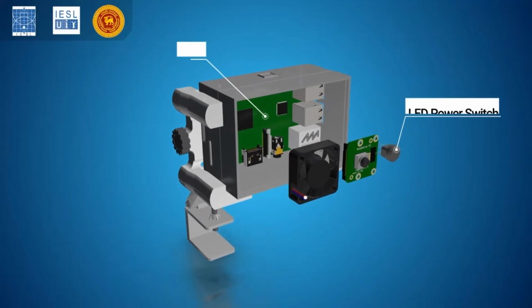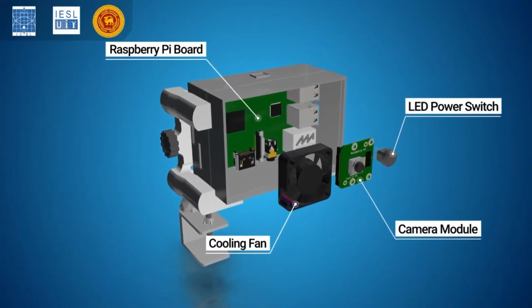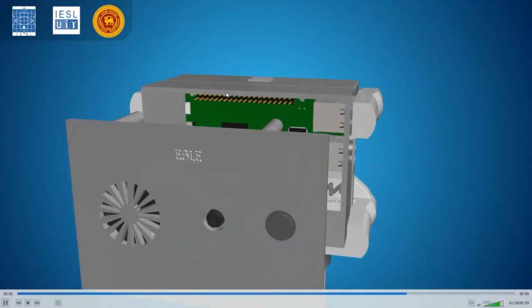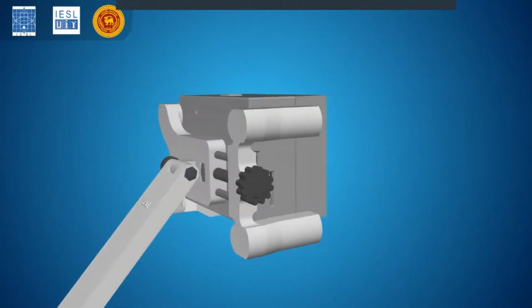This unit mainly consists of a Raspberry Pi board, camera module, cooling fan, and an LED power switch. All machine learning algorithms are running inside RPI board.